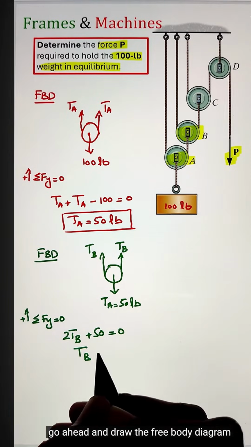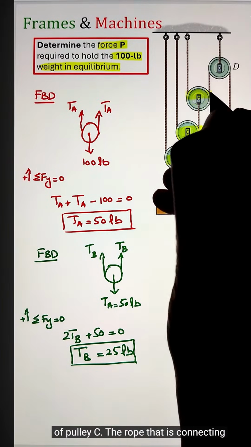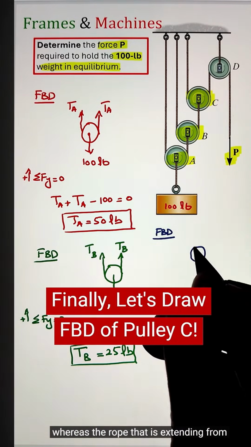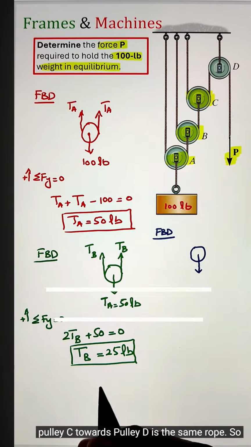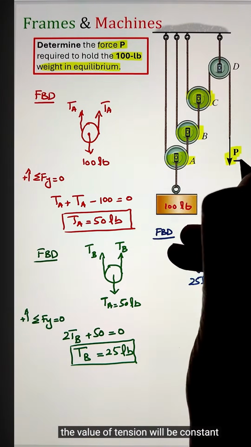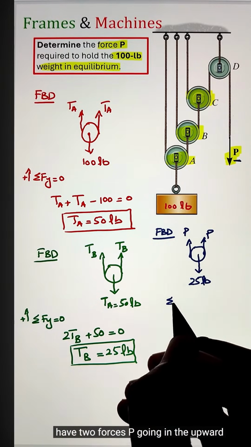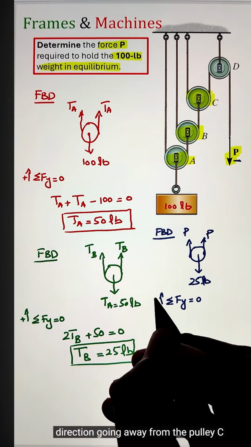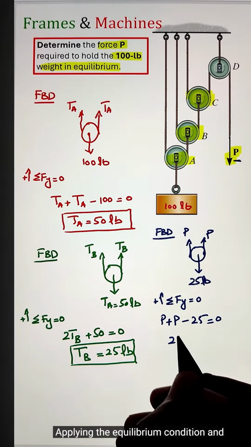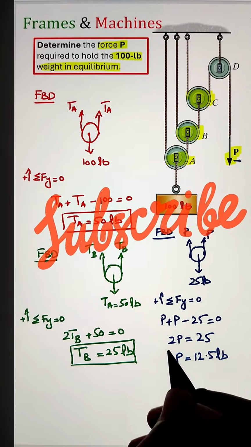Finally, let's go ahead and draw the free body diagram of pulley C. The rope that is connecting pulley C and pulley B is in tension of 25 pounds, whereas the rope that is extending from pulley C towards pulley D is the same rope, so the value of tension will be constant throughout this rope. That's why I have two forces P going in the upward direction, going away from pulley C. Applying the equilibrium condition and simplify, we get our value of P as 12.5 pounds.